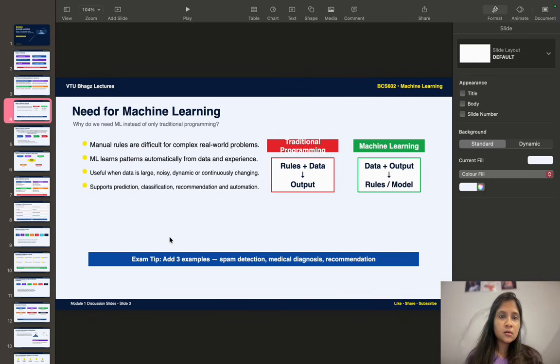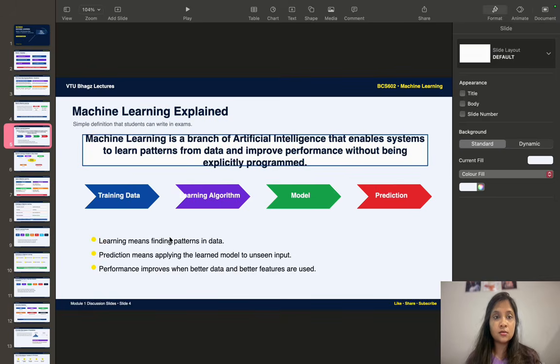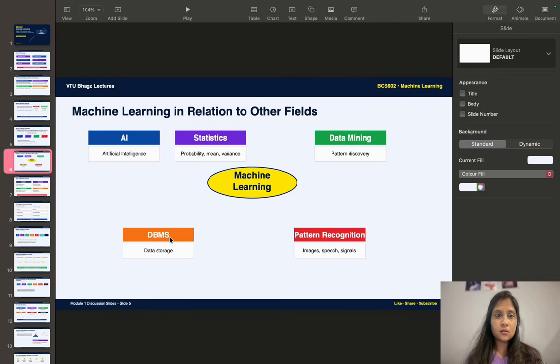So these are just the things which I explained just now. Explain the definition and the process of machine learning: training data, learning algorithm, and then model and prediction. Machine learning in relation to other fields related to AI, statistics, DBMS. So how machine learning is used in AI, statistics, data mining, and pattern recognition, along with the exam.